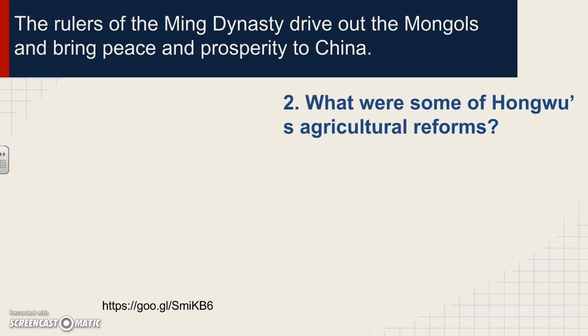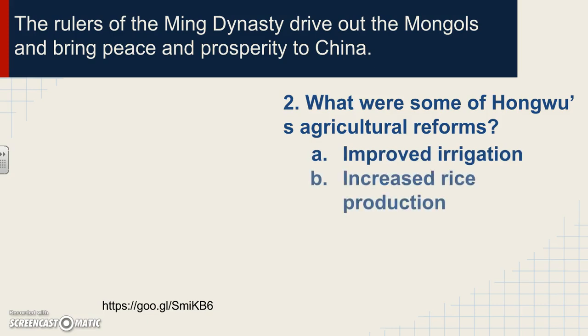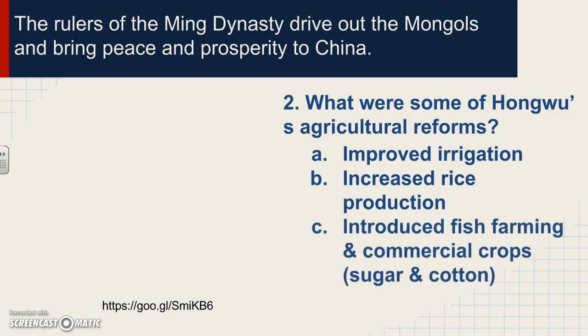Okay, the next question is, what were some of Hongwu's agricultural reforms? Well, first of all, he improved irrigation, and I'm going to talk about that a little bit more in a second. That improvement in irrigation helped to increase rice production. More food means more peace and prosperity for the country, right? He also introduced fish farming and commercial crops such as sugar and cotton. When we say commercial crops, those are things that are grown that are sold. The farmers don't necessarily use them to eat. They may use some of it, but they often grow that crop and sell it for money.